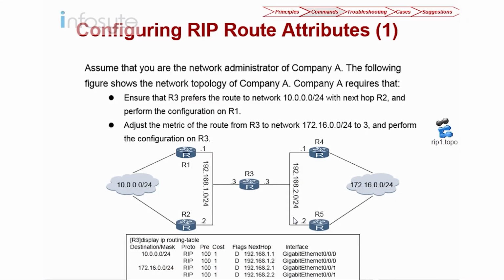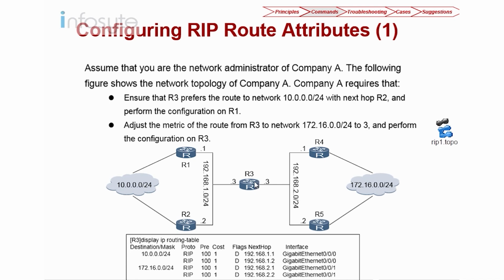Let's look into configuring route attribute, exercise number 1. Assume that you are the network administrator of company A. The following figure shows the network topology of company A. Required, first, ensure that R3 prefers the route to network 10.0.0.0/24 with the next hop R2 and perform the configuration on R1. If you look into this topology, R3 is in the middle between R1, R2 and R4, R5.